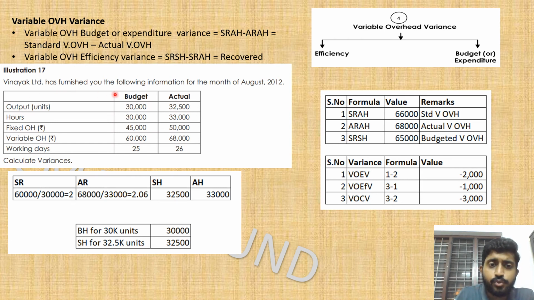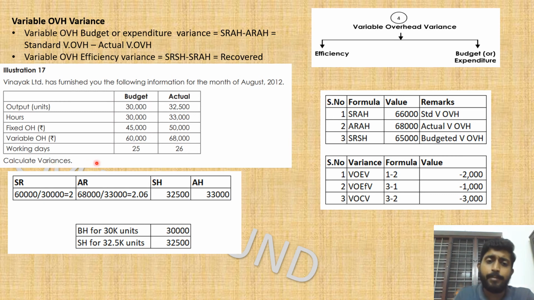Vinayak Limited has furnished you the following information for the month of August 2012. So what is the output? That is given. Hours is given. This output is produced in this many hours, and fixed overheads is given. Variable overheads is given, and working days is also given. Working days is different, which means this is type 2 of fixed overhead variance, but we are not going to discuss fixed overhead variance because both type 1 and type 2 we have discussed before. Calculate the variances. For this kind of problem, you have to find all the fixed overhead variances and all the variable overhead variances. And in this problem you are going to see especially the variable overheads only.